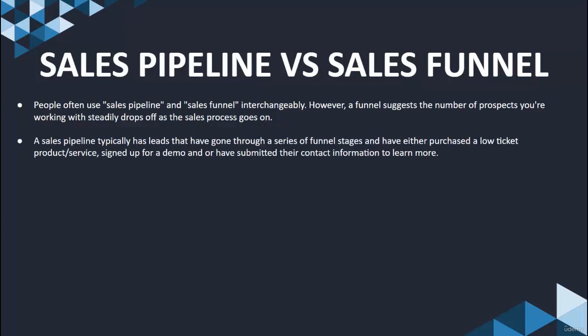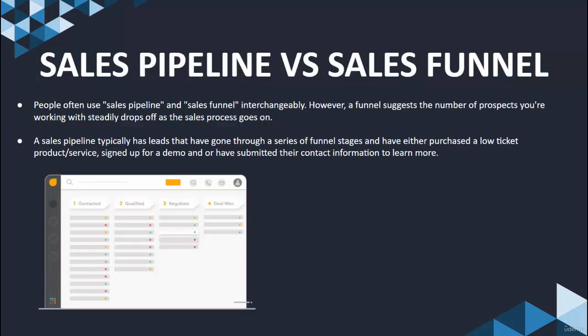And with a sales pipeline, that typically is a process where leads have gone through the series of funnel stages. They have either purchased a low ticket product or service, they've signed up for a demo, and have submitted their contact information to learn more. So once they've done any one of those things, they're moved into a sales pipeline so that they can get to that next step in that pipeline. Because a sales funnel is just trying to get people interested, trying to get people to become aware, trying to get people to take different micro conversions.